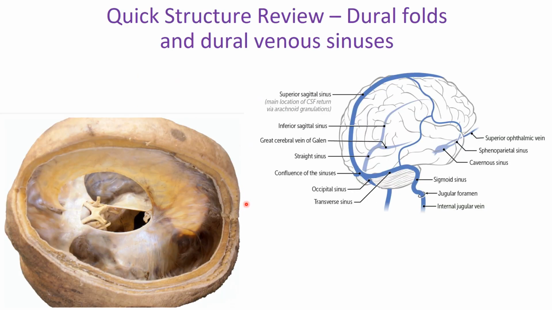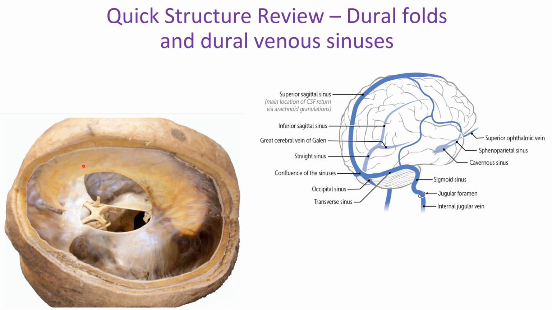So quick structural review, looking at the dural folds and dural venous sinuses. This comes up relatively often. So going through the dural folds real quick, we've got the falx cerebri. When we see the word falx, we're going to be thinking a superior to inferior infolding of the dura. Another important point is that these folds are made of the dura mater. It has a periosteal layer and a meningeal layer, and that is what is going to form your dural folds.